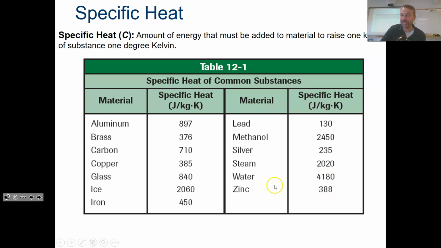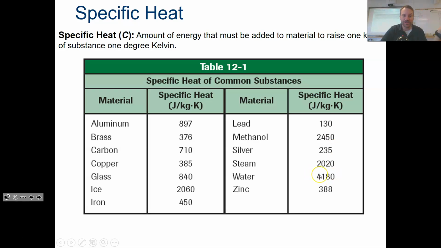As the opposite of that, look over here, lead. Lead is really easy to heat, and it's really easy to get rid of its heat, to quote unquote cool. It's literally like 40 times easier to heat 1 kilogram of lead than it is to heat 1 kilogram of water. It takes 40 times the amount of energy.